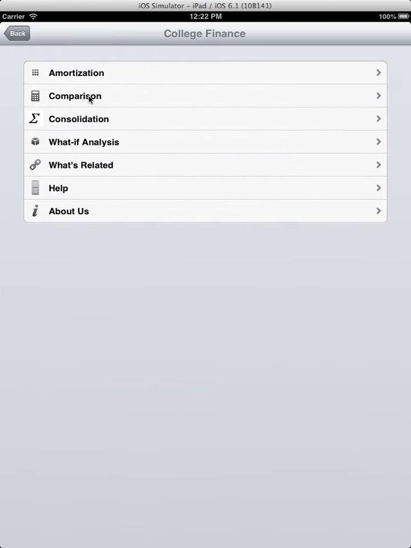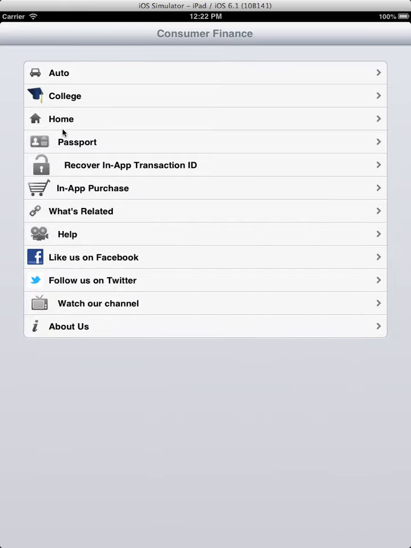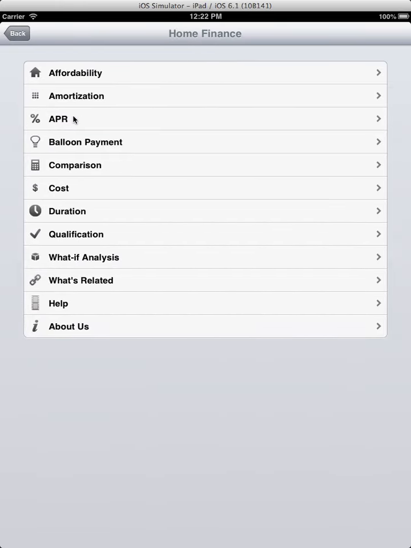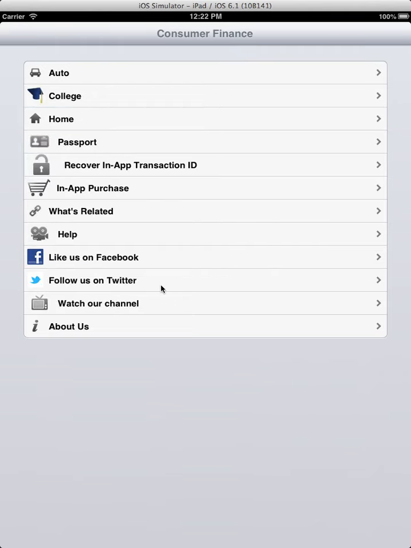Then there is college finance: amortization, comparison, consolidation. Then there is home loan finance: affordability, amortization, APR, balloon payment, comparison, cost, duration, qualification, and what if analysis.